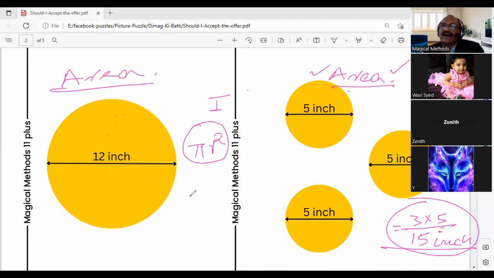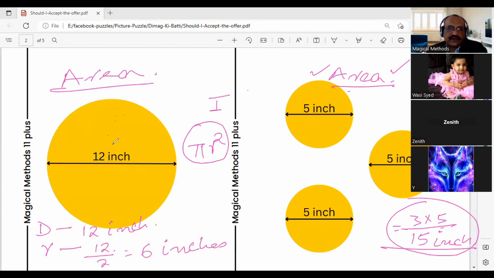So we have got another dimension here, that is radius. This 12 is not the radius. This 12 inch is basically the diameter. So what is the radius? In this case, if we have to find out the radius, my radius will be 12 divided by 2. So this becomes 6 inches. Radius is from here to here. So my radius for this big pizza is 6 inches. For these small pizzas, the radius becomes 2.5 inches. This is also 2.5 inches, and this is also 2.5 inches.